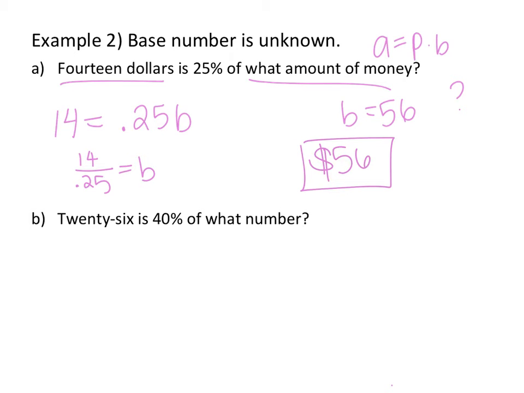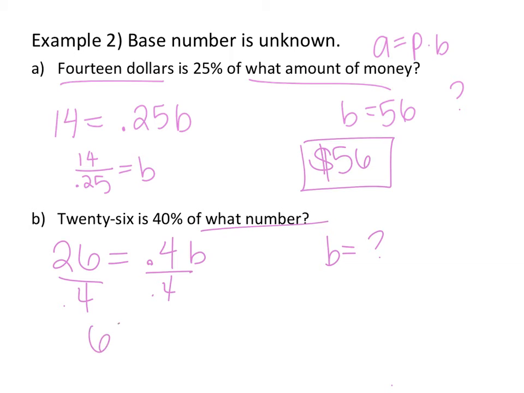26 is 40% of what number? So again, my base is unknown. Okay, so 26 is my A, is 40%. I know that's just 0.4 times B. Same thing again. 26 divided by 0.4 is equal to 65. So 26 is 40% of what number? Actually, it's just asking what the number is. 65.